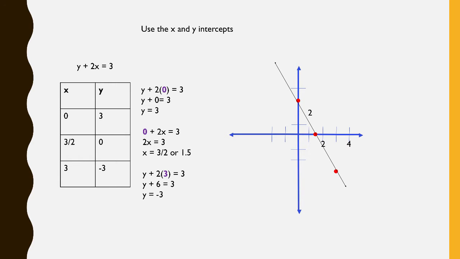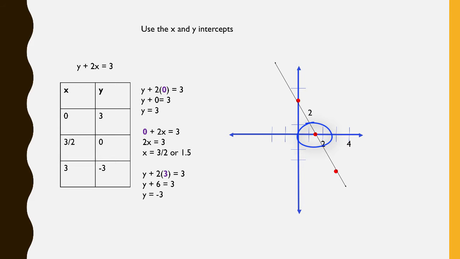That is the point where your line is going to cross your y-axis, so 0, 3. Now we're going to find the x-intercept. To find the x-intercept, you're going to make y be 0. So now you're going to plug a 0 into your equation for y, and solve that and get a value for x.